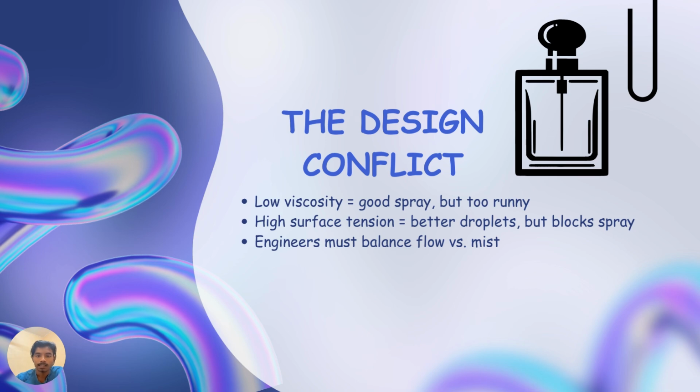This is the design conflict. Low viscosity improves spray flow but might cause inconsistent droplets. High surface tension helps with neat droplet formation but restricts spray spread. The density of the liquid also affects how the mist disperses. So, designers must balance these competing fluid properties perfectly.